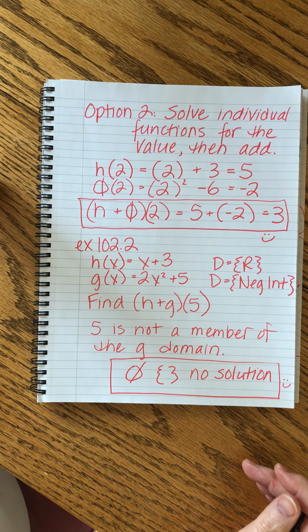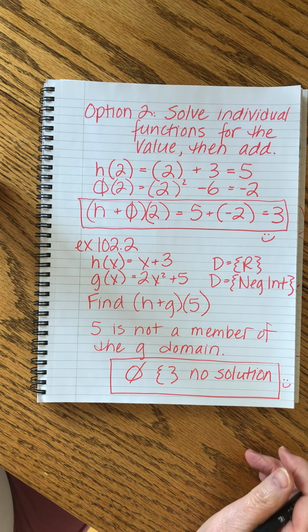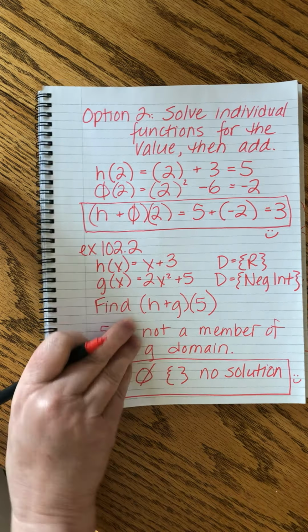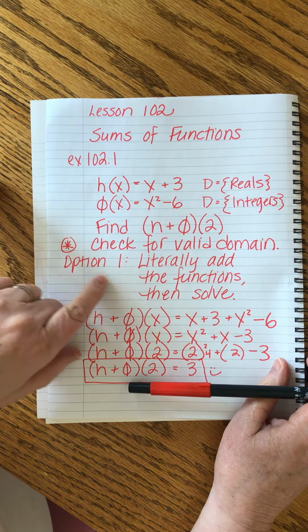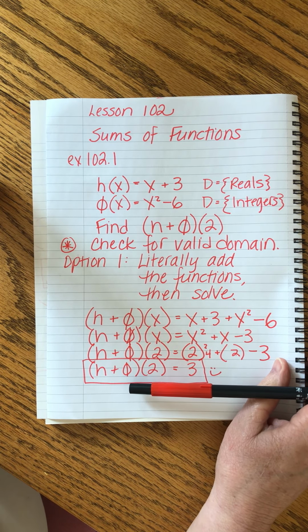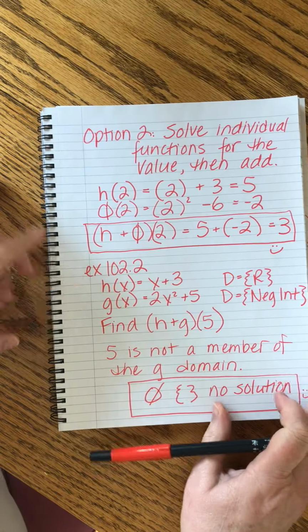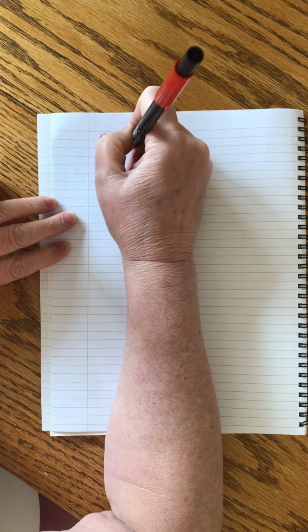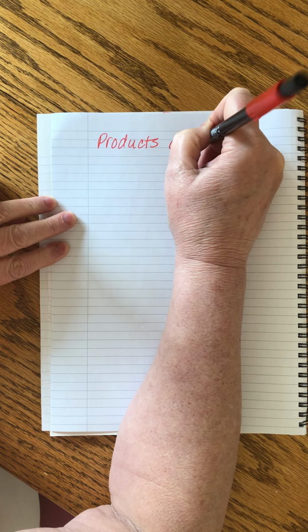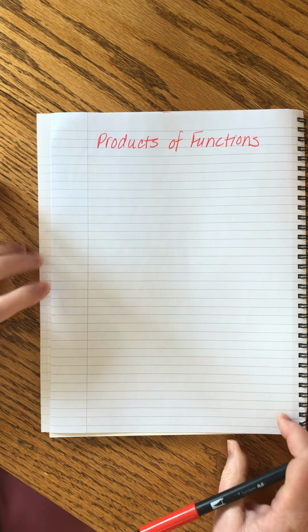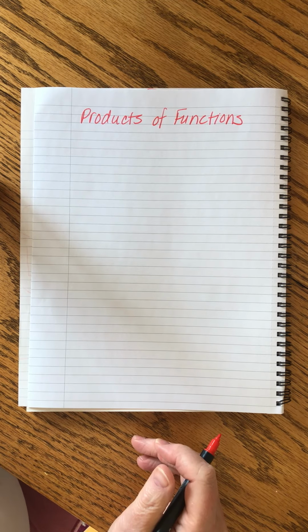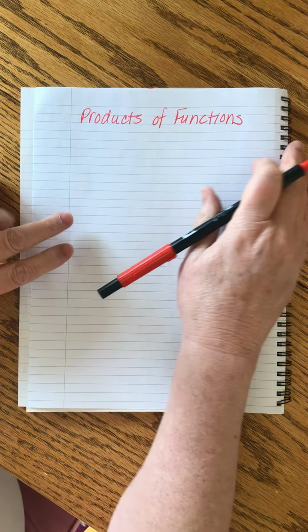Yay. Okay, the second part of this lesson is very similar to the first part. Let me explain to you how it's different and then we'll tackle it. In this first lesson, we were looking at sums of functions and we were adding them together, right? This time we're gonna look at products of functions, and instead of adding, we will multiply. All right, so same idea, but different. Okay, so this section is called products of functions. And we will have the same two options. I'll explain them in detail as we go. But we will have the option of literally multiplying together our two functions or solving each one separately and then multiplying our answers. All right, but we still have to check our domains, just like before.